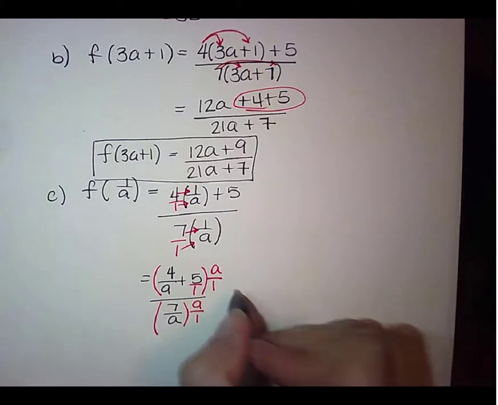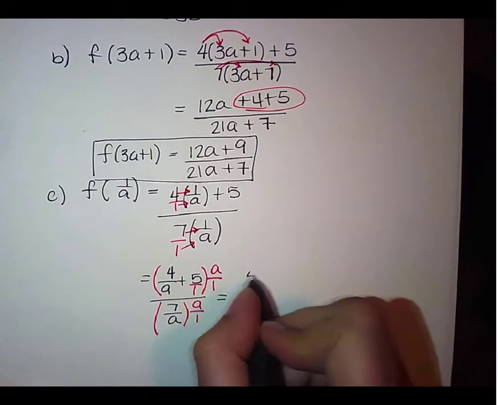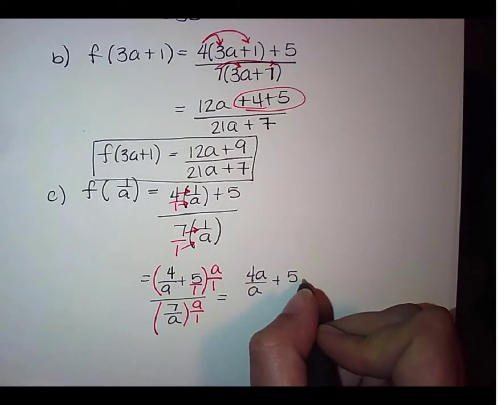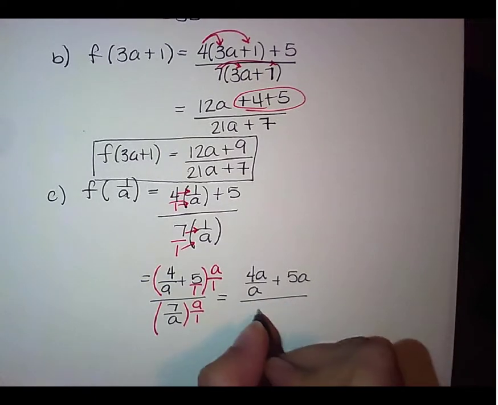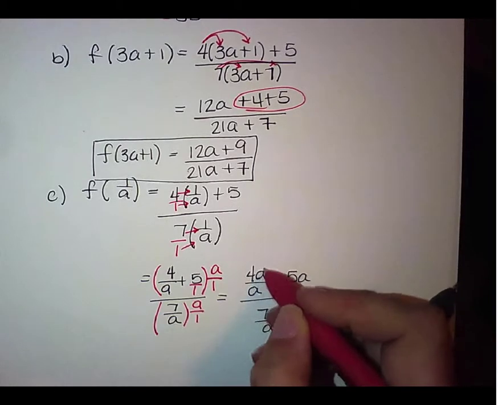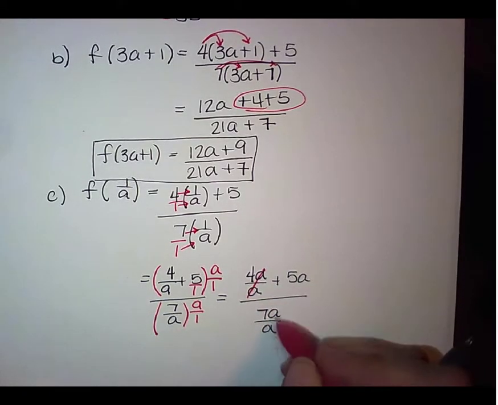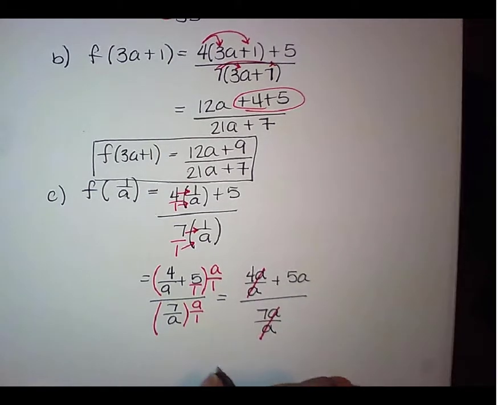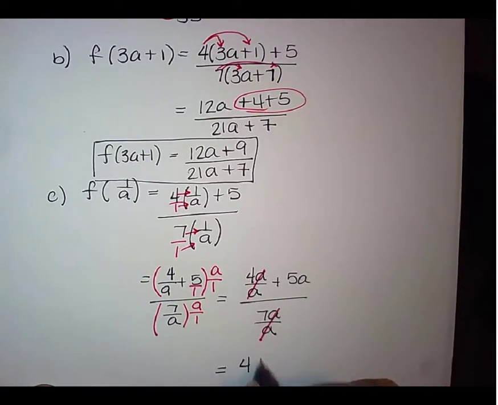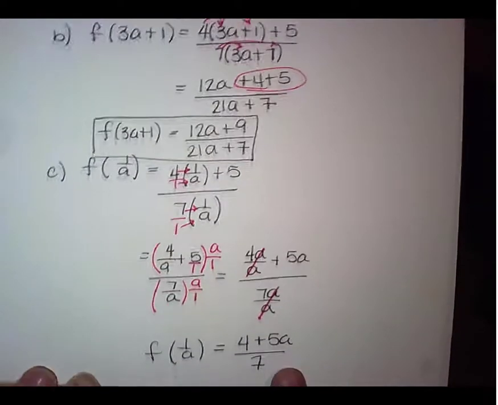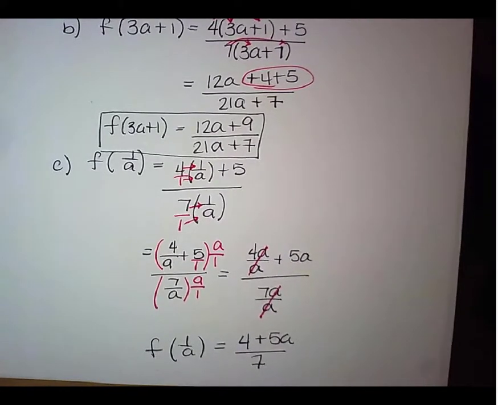So here's the cool part. When we do this and we distribute, we get 4a over a plus 5a. And on the bottom we get 7a over a. And here's the part I love the most, is that these a's on the 4a cancel away, and these a's down here in the bottom with the 7a cancel away. So what we end up with is 4 plus 5a over 7. So f at 1 over a ends up being 4 plus 5a over 7.